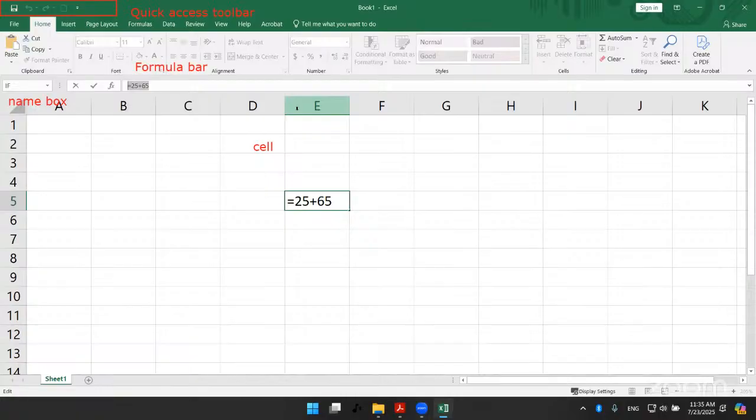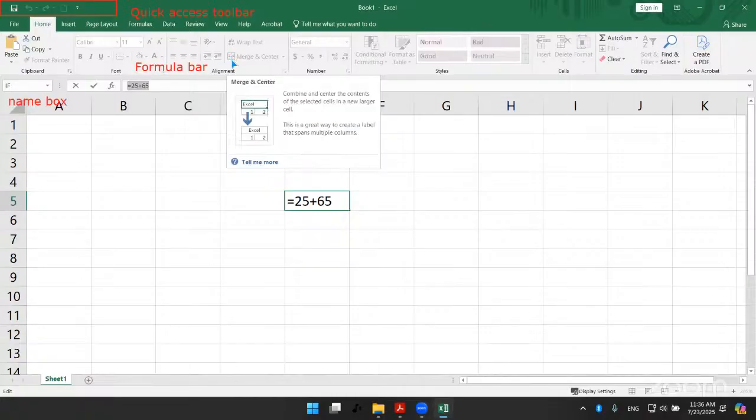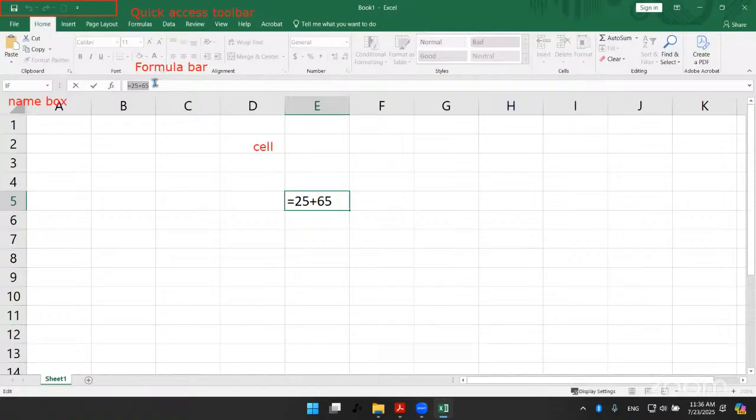We call it the formula bar because this bar is the one which shows the formula. The cell shows only the values. This formula bar shows the formula.